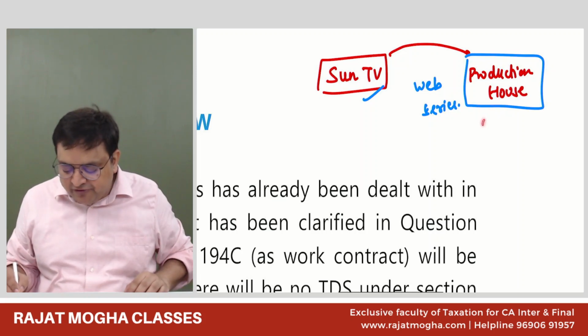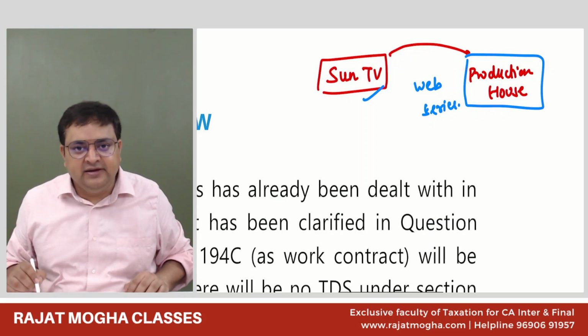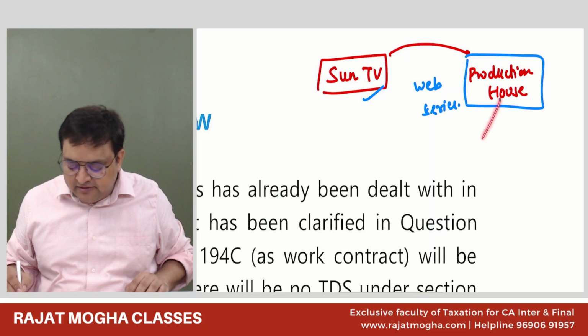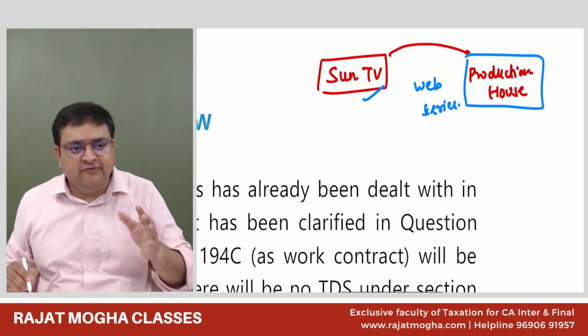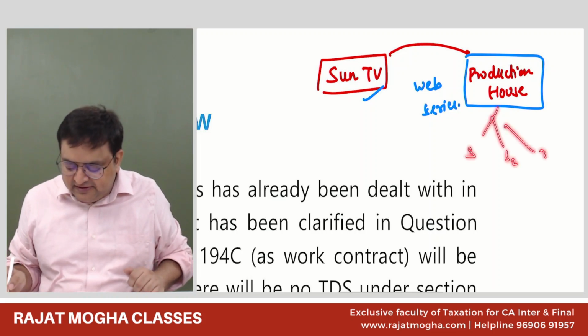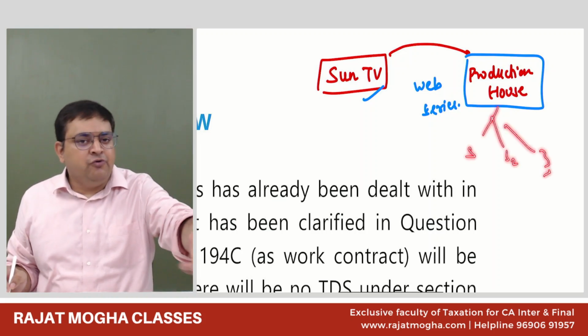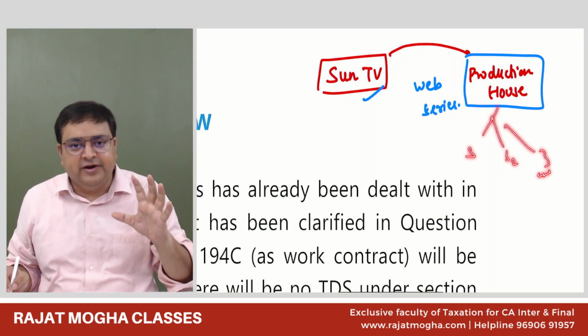So let's say this production house has already made some series. And if Sun TV approaches them that I need a web series, they will tell the channel that we already have 2-3 types of series. Series 1, Series 2, Series 3. Just choose out of it and pick one.